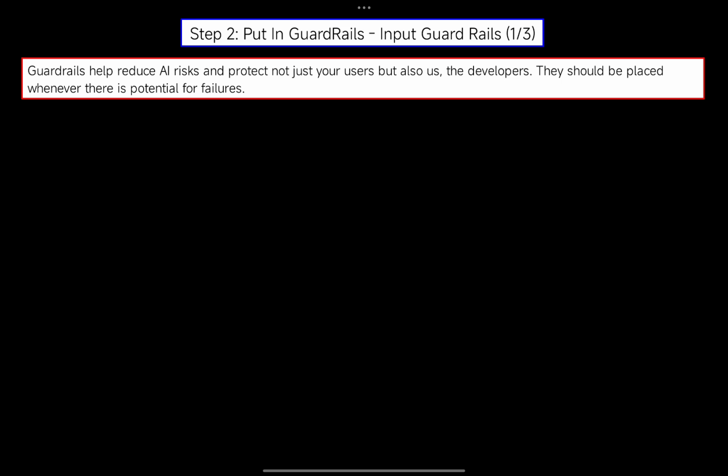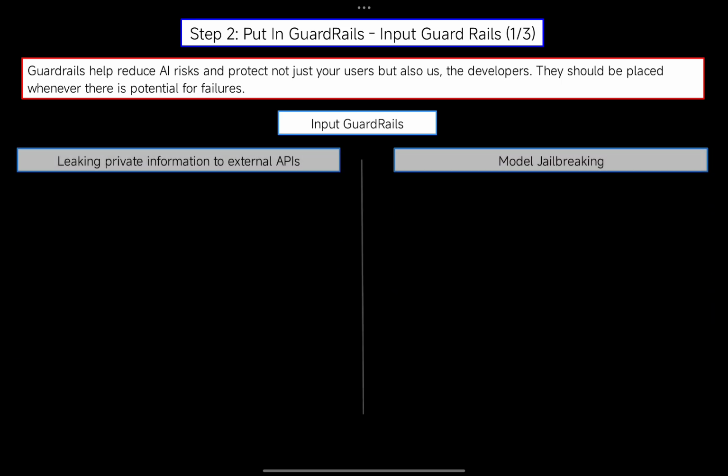So let's discuss what the types of guardrails are. We generally have two types of guardrails: input guardrails and output guardrails. Let's first talk about input guardrails. Input guardrails can also be categorized into two scenarios. One of them is when users are trying to leak private information to external APIs, and the other category is model jailbreaking.